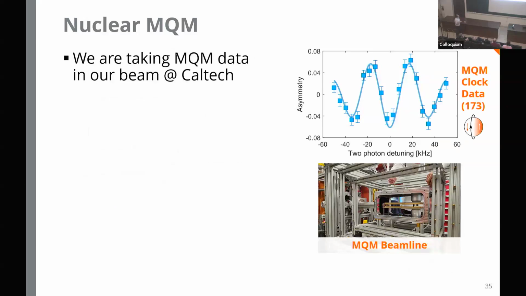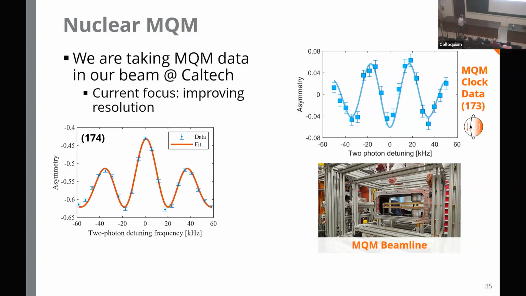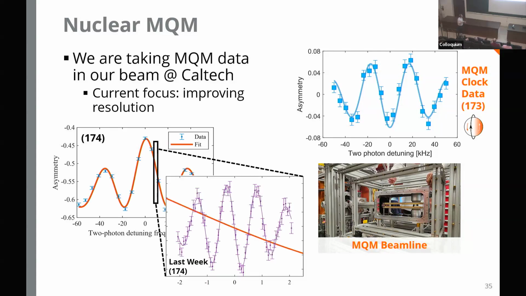And so we can see coherent oscillations and interference between MQM sensitive states in this molecule, similar to the method that I was talking about before for the electron EDM. And these days, our current focus is on improving the resolution of our measurement. So this was the oscillation I showed earlier as of last week or maybe the week before. These fringes, this oscillation is now much faster, much sharper. So we can get much better resolution, which we achieved by extending the coherence time of the molecules by a factor of 30 or so.